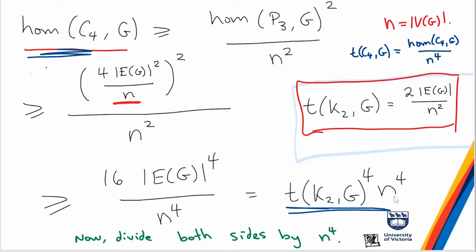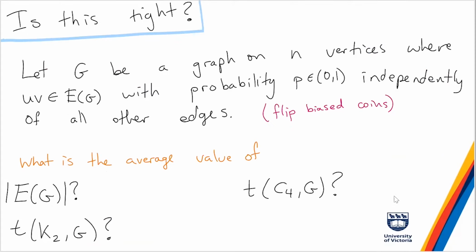I think you should, by now, be starting to get used to this sum of squares kind of lemma. Okay. A natural question then is, is this thing tight, right? Is there a graph which has the density of C4 in G roughly equal to, or even equal to, the density of K2 in G to the 4th power?